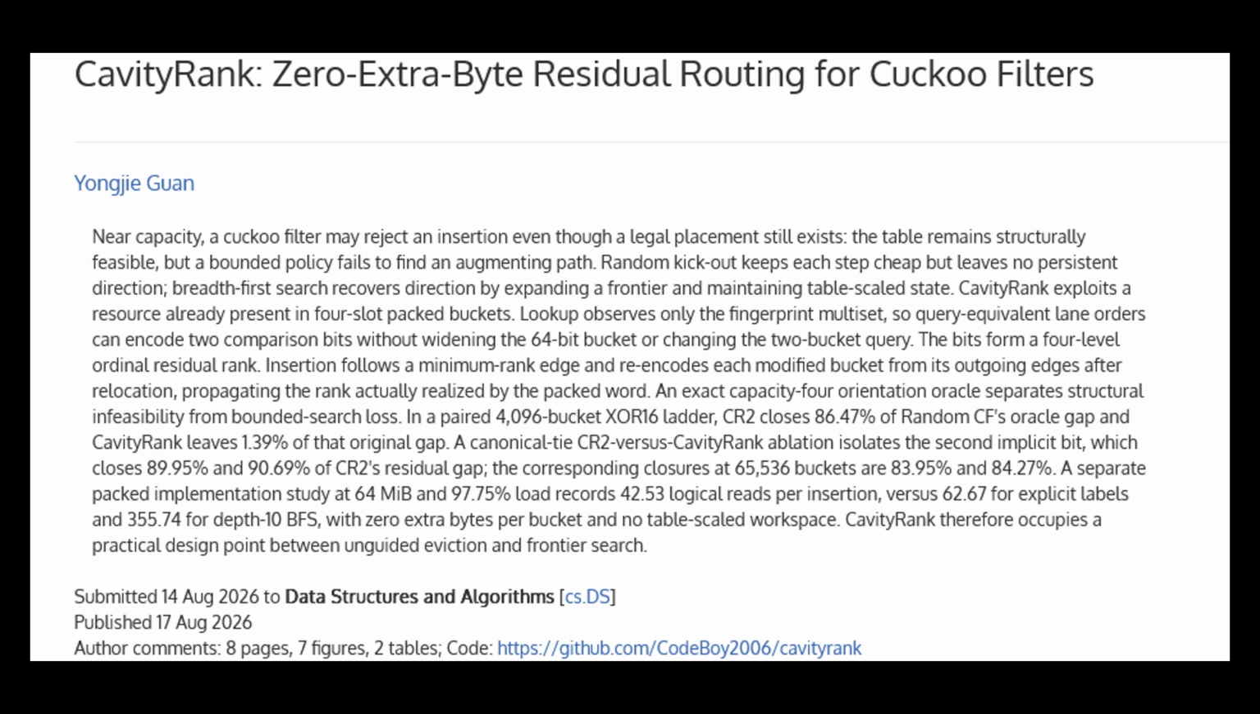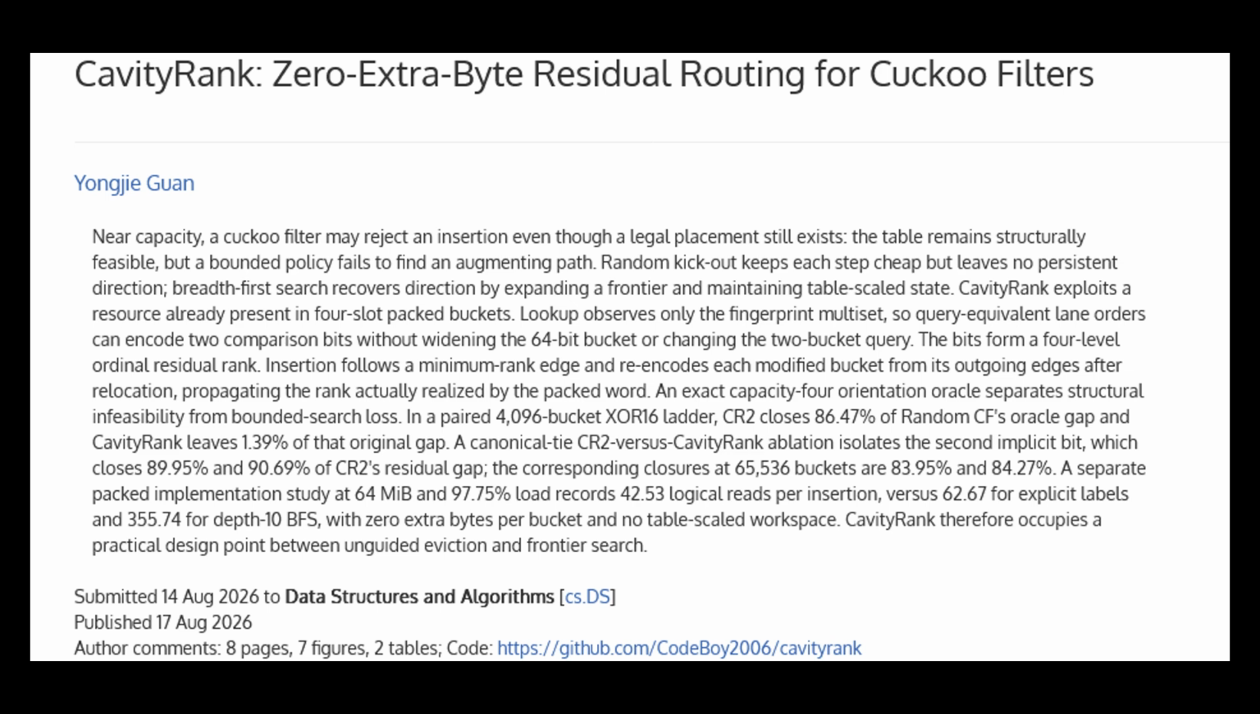Near full capacity, however, a frustrating problem emerges. A Cuckoo filter may reject a new insertion even though there is technically still space available. The filter could accommodate the item by rearranging existing fingerprints, but the insertion algorithm fails to find this arrangement within its limited search. This happens because standard insertion policies follow a blind, indirect path. They randomly kick out fingerprints without any sense of direction, often revisiting the same full buckets repeatedly.